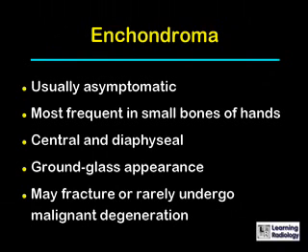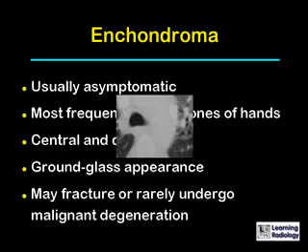Enchondromas are usually asymptomatic. They are most frequent in the small bones of the hands. They usually are central and diaphyseal, as in this case. They may have a ground glass appearance internally, and they can fracture or rarely undergo malignant degeneration.